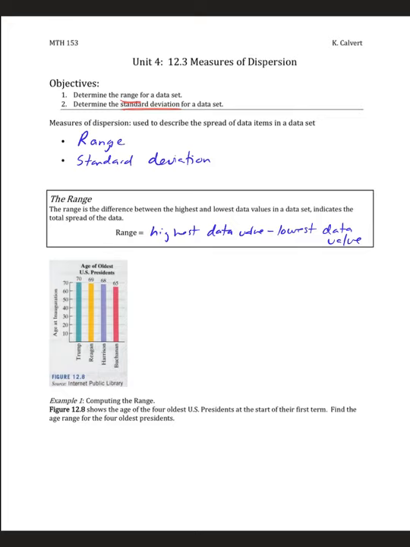So example 1, computing the range. This figure above, 12.8, shows the ages of the 4 oldest US presidents at the start of their first term. Find the age range of the 4 oldest presidents. So what we do here, we can look at the ages at the top of the bar graph. So we have 70 is the oldest, 65 is the lowest here. So again, you take the highest and subtract the lowest. So we want to do 70 minus 65, which gives us a 5. So we say the range is 5 years. There's 5 years between the highest and the lowest.